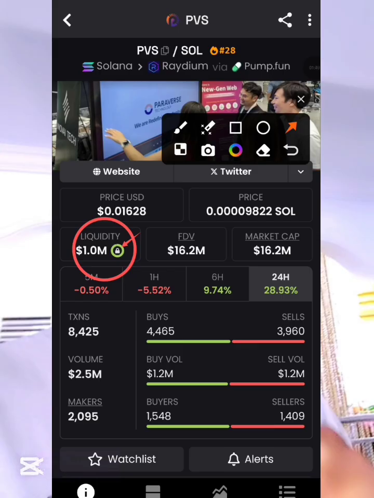Now, the second thing we need to look at is the coin market cap. Look at it. This is 16.2 million. And the market cap must be greater than the volume. I think the volume is 2.5 million. This is okay. So we have to check that.